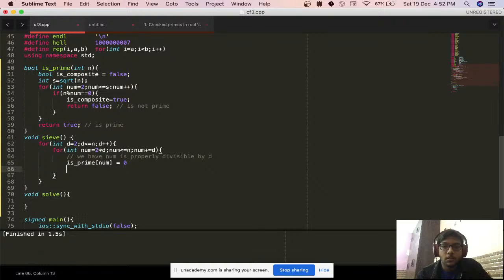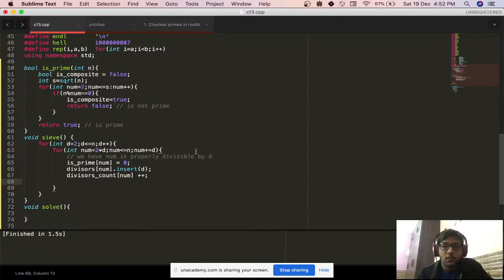So is prime of num equals 0. There are lots of things it tells us. If you want to maintain a list of divisors, we can insert d as a divisor for num, because it is one of the divisors. Another thing, if you want to count divisors, you can say divisors count of num plus plus. There are lots of things you can do inside.